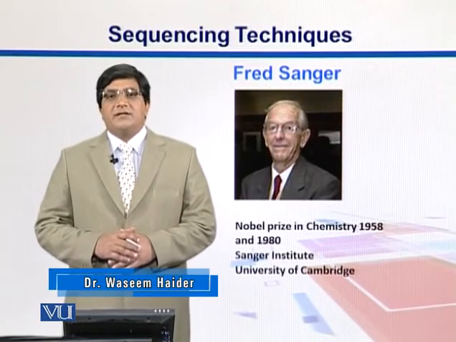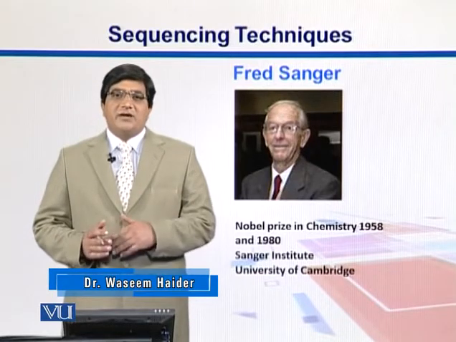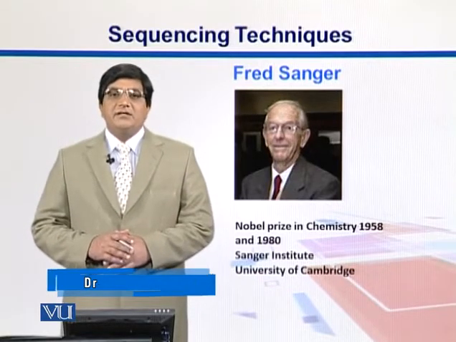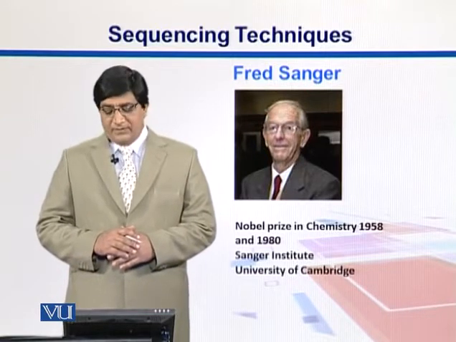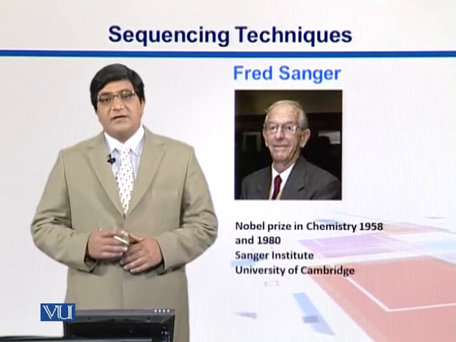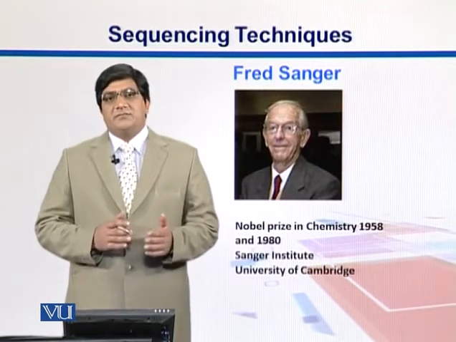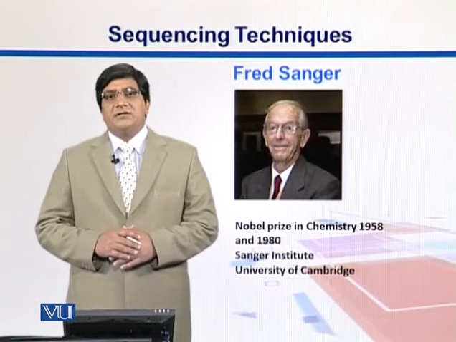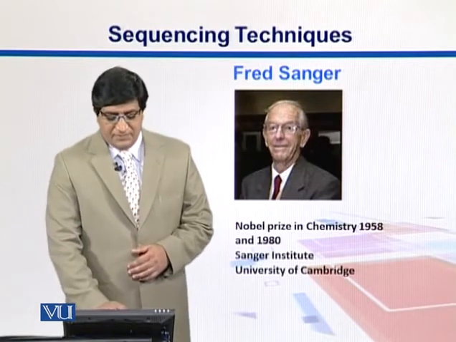So here is Frederick Sanger, twice Nobel Prize winner: in 1958 for solving the insulin structure, and then again for this chain termination method. That Nobel Prize was awarded in 1980, where he shared it with Gilbert. And at the University of Cambridge, they established an institute in his name. Now it is known as Sanger Institute.